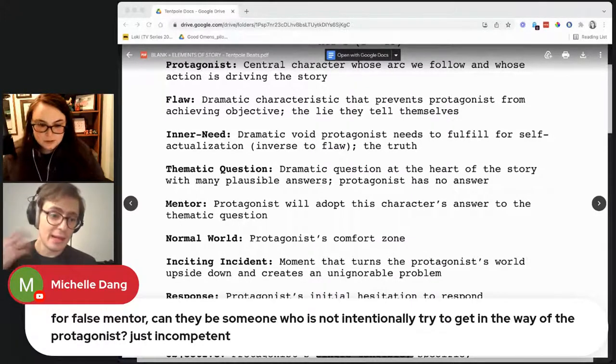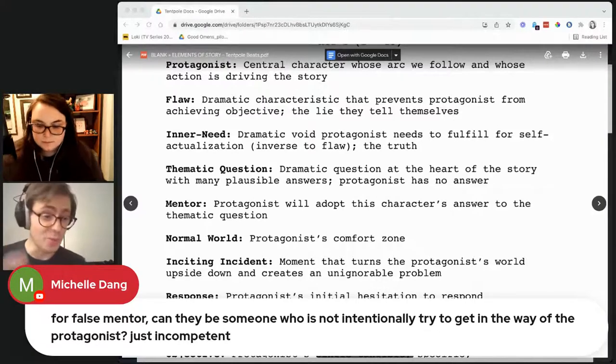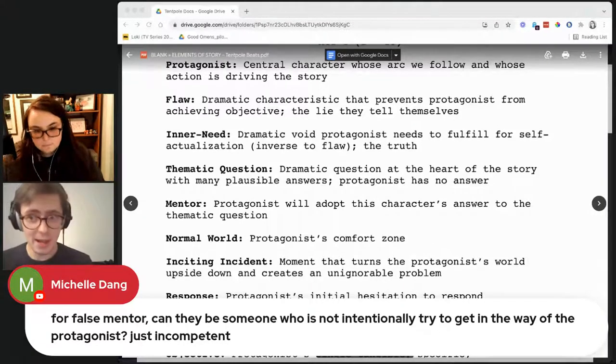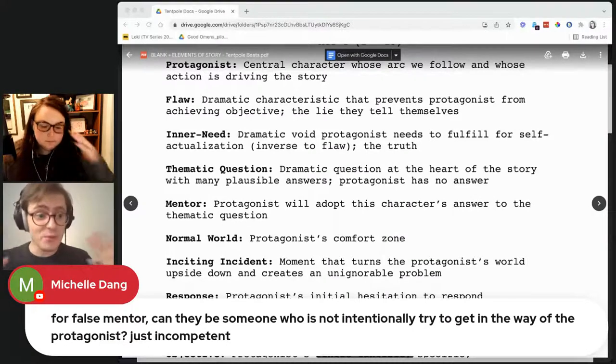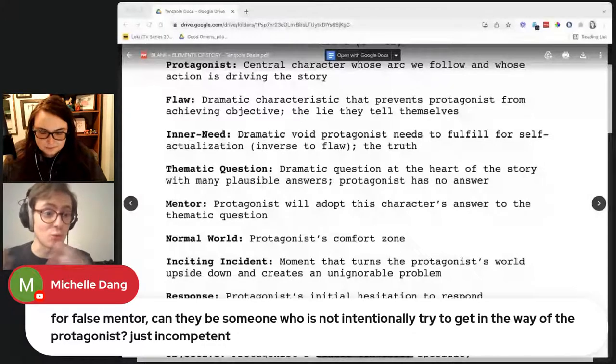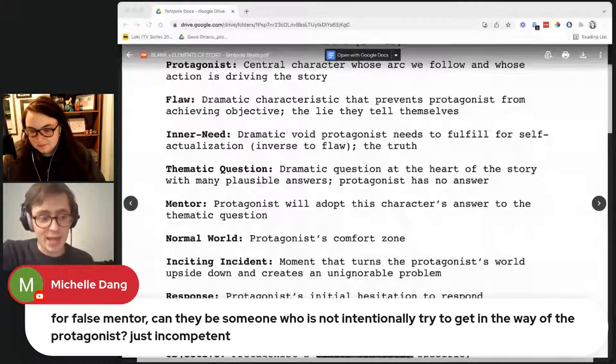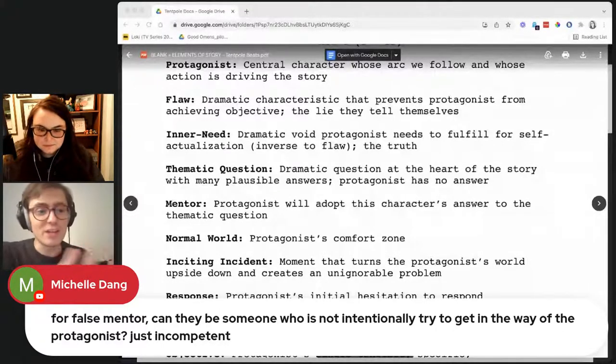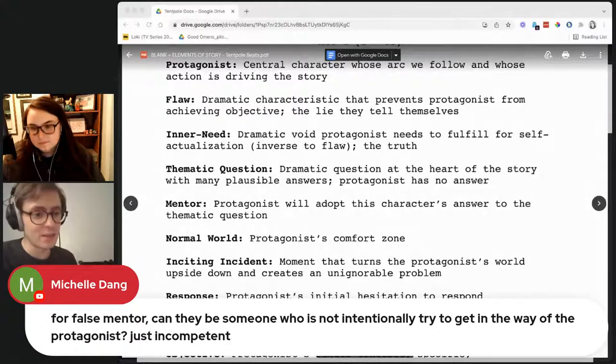And I would also add, specifically to this point of intention, I personally believe about people in life that everyone believes their worldview is right. Pretty much most people believe that if everybody else thought like they did, the world would be a better place. And a false mentor truly believes whatever it is they believe. It just might be the wrong belief for the protagonist. It might be entrenching further the lie the protagonist tells themselves.